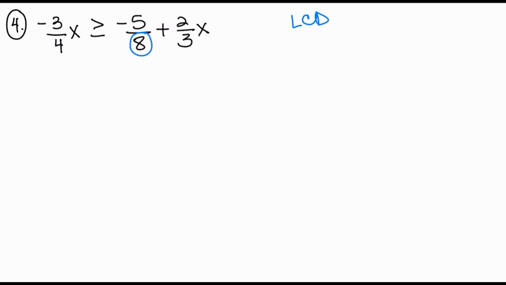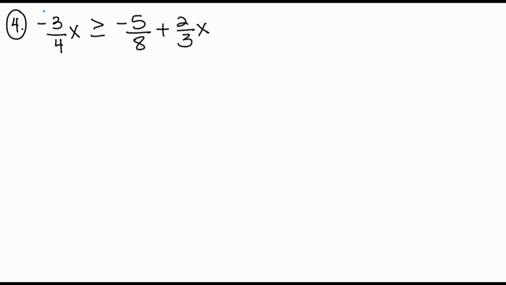Does 4 go into 8? Yes, 2 times. Does 3 go into 8? No. So what's the next multiple of 8? 16. Does 4 go into 16? Yes. Does 3 go into 16? No. So I can't use 16 as the least common denominator. 8 times 3 is 24. Does 4 go into 24? Yes. Does 3 go into 24? Yes. Therefore, my least common denominator here is going to be 24.